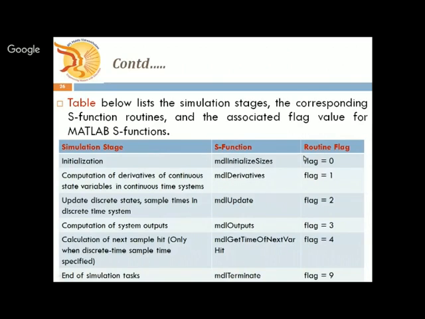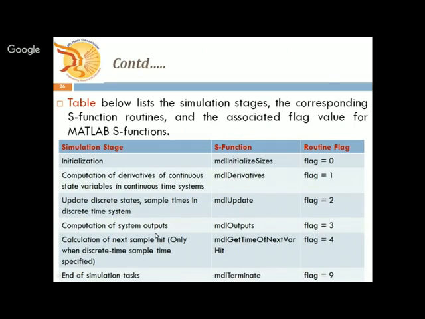So there are 6 flag values. As I told you, flag 0 corresponds to initialization, and the S function sub function it calls is MDL initialize size. Corresponding to flag 1, the S function sub function is MDL derivative, and it is used for computation of update of states. Flag 2 corresponds to the S function sub function MDL update, and it is used for discrete states update. Corresponding to flag value 3, the sub function called is MDL output, and it is used for computation of system output.